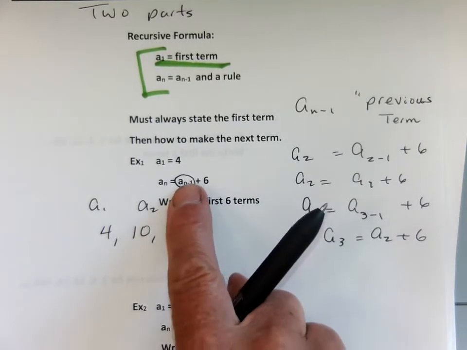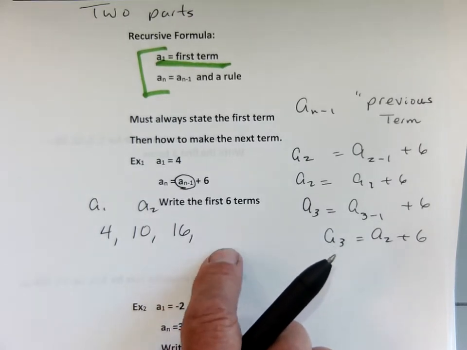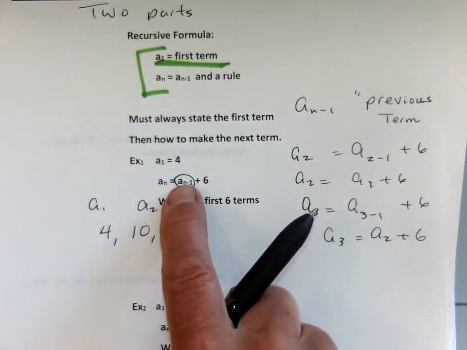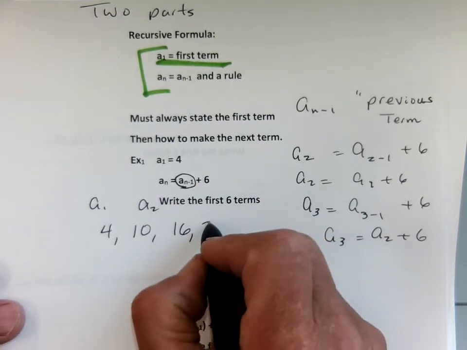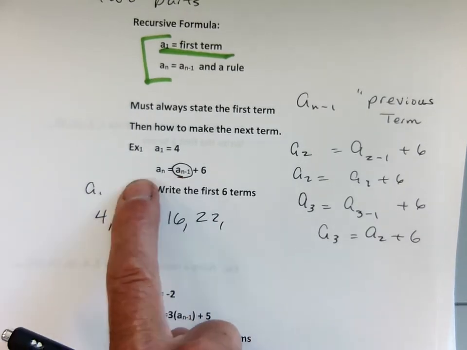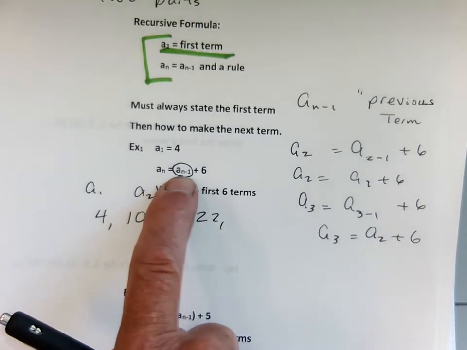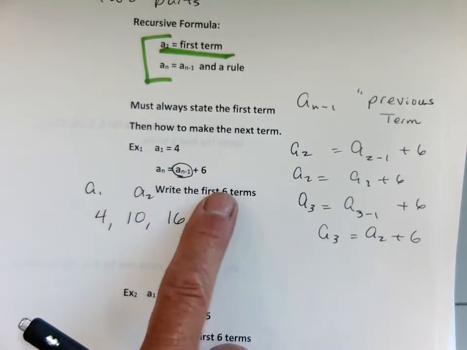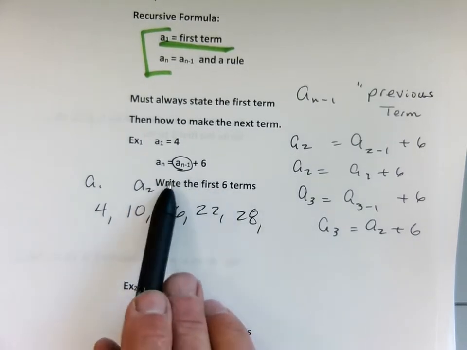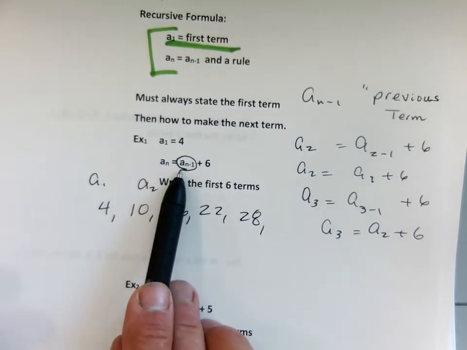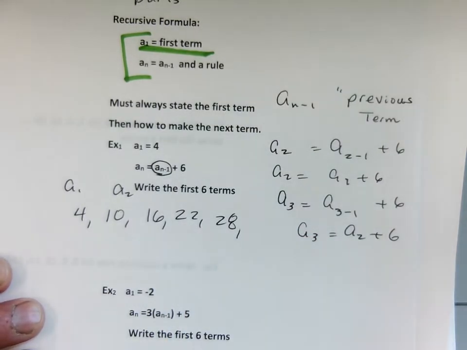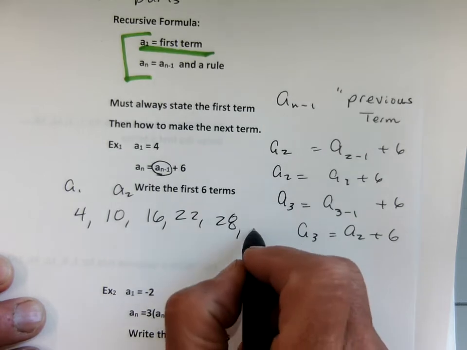We take the previous term. I want to make the fourth term, so I use the third term, which is 16 plus 6 is 22. If I want to make the fifth term, I take the fourth term plus 6, 28. If I want to make the sixth term, I use the fifth term, which is 28 plus 6, that's 34.